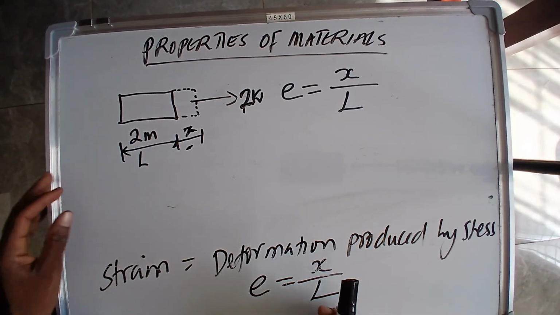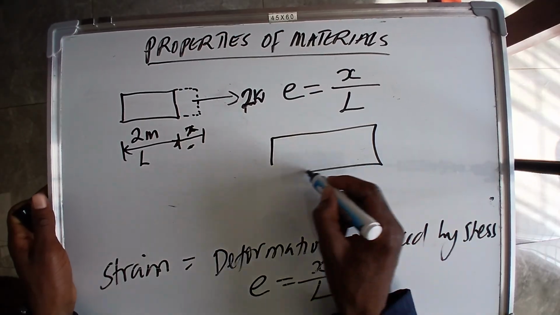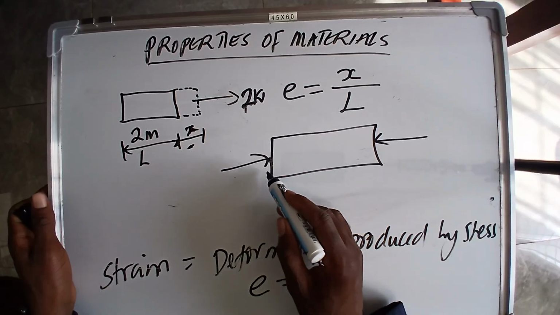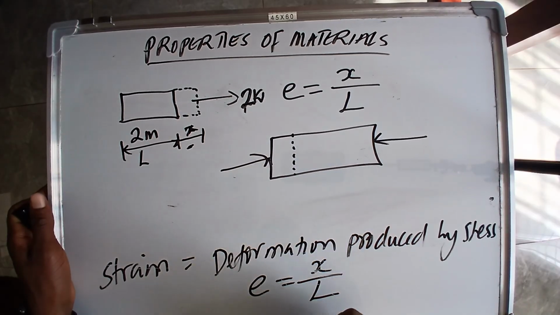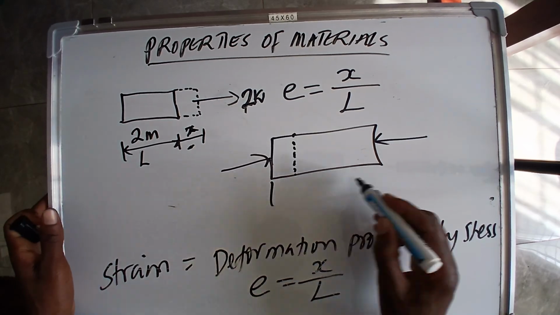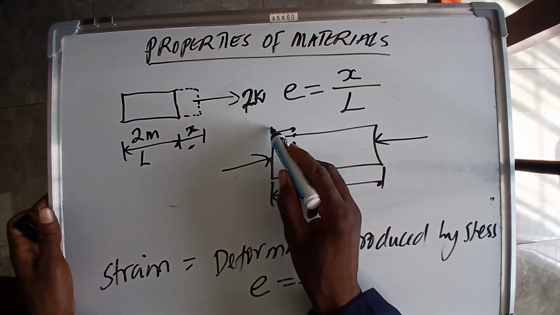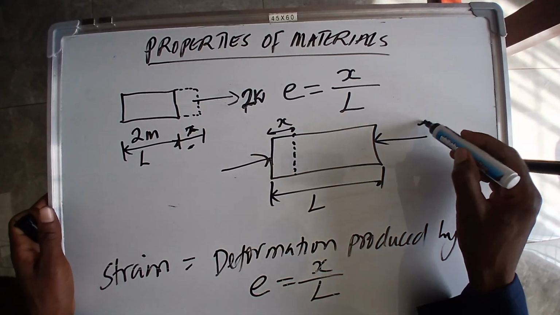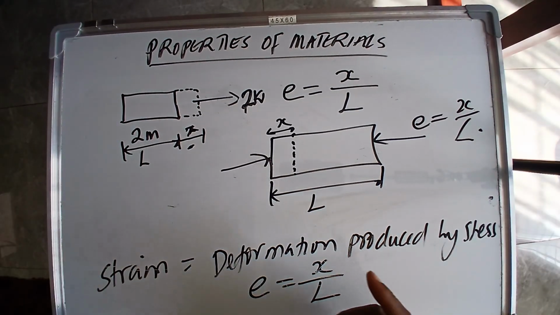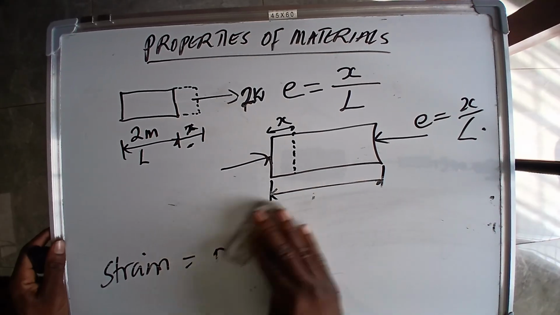Then sometimes it's not only elongation. Sometimes the force may be pushing inside. What will happen is this thing is going to shorten, because you are compressing it. So you have got the original length L and the shortening here, which is x. Therefore, strain will still be x over L. Okay, so that's what strain is all about.